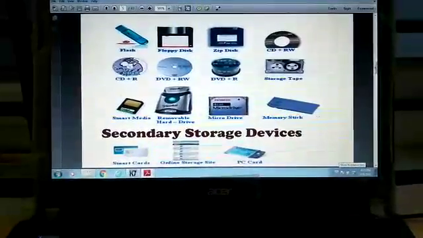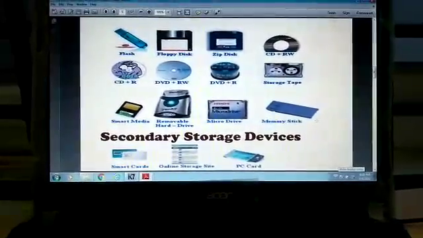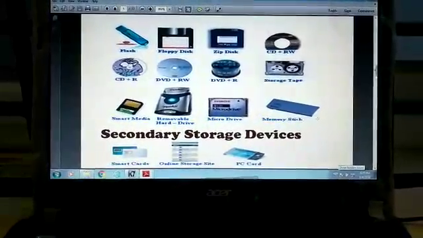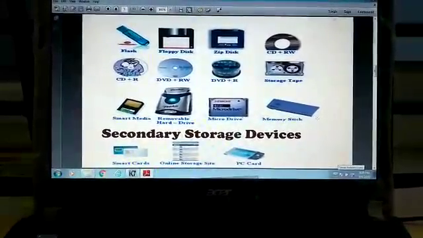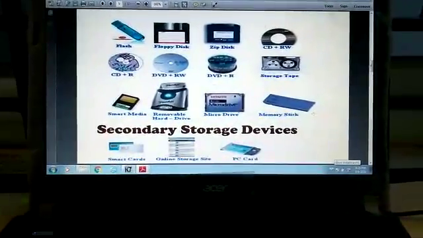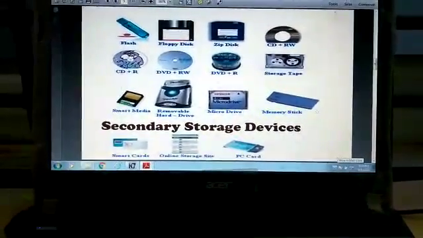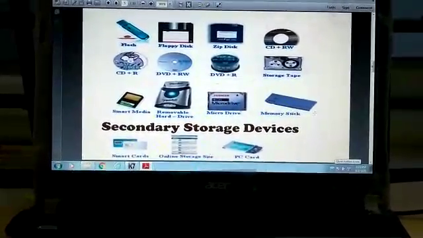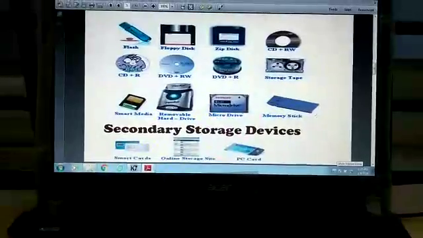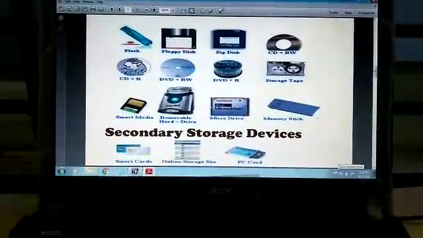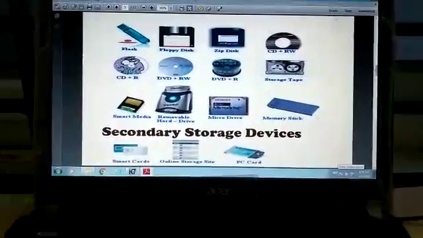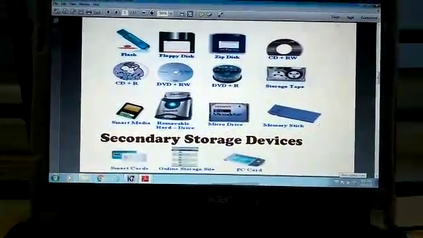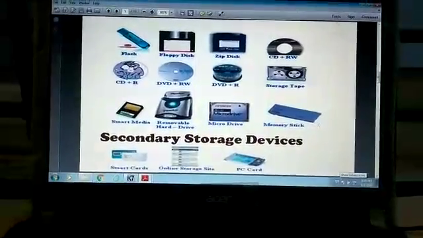These are permanent or non-volatile storage devices. Why do we need the secondary storage device? It is used to store information for a longer period. It is very important because internal memory of a computer has a limited storage capacity. So we are using these secondary storage devices. We can call this external memory also.